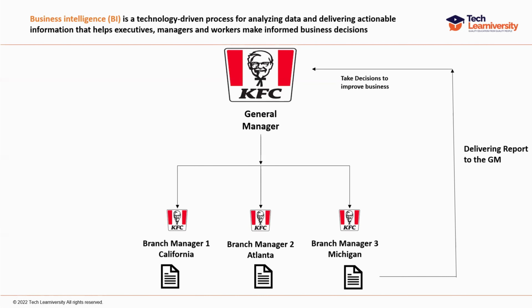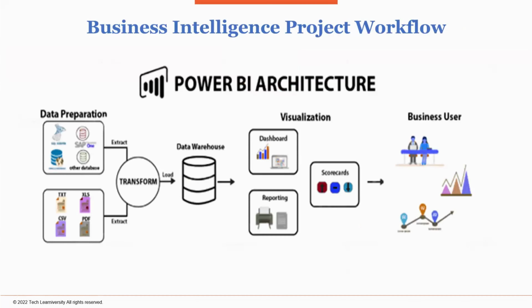Okay. Now let us understand the workflow of a business intelligence project. If you see this architecture, in most companies this kind of architecture is used to complete a business intelligence project. Just consider an example of any business, let's say KFC again. Whenever you are running a business, data might be stored in multiple locations. Data might be stored in a database, in an Excel file, in CSV, PDF, or some other format, SAP databases as well. There can be multiple sources of data when you are running a business.